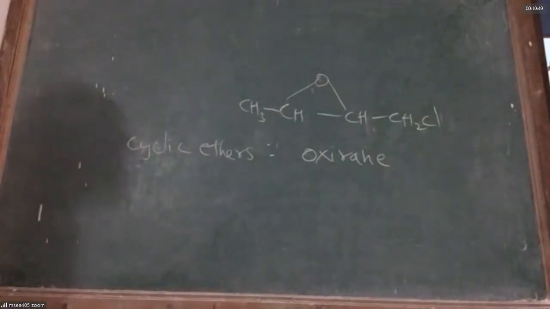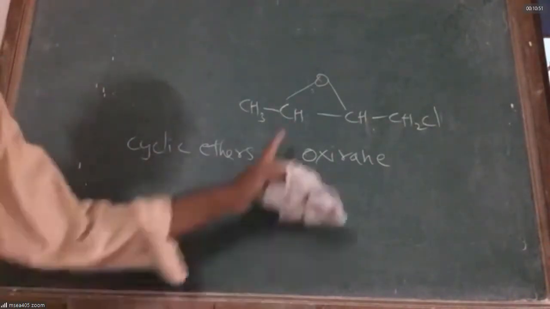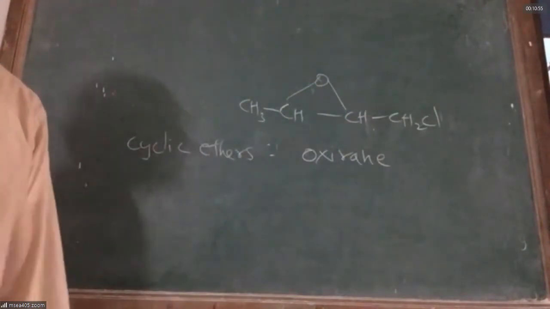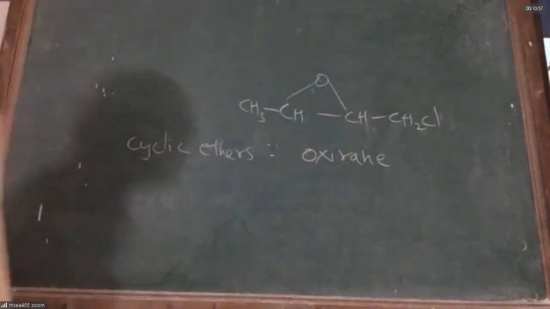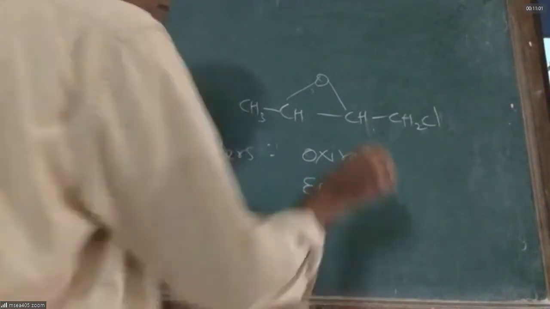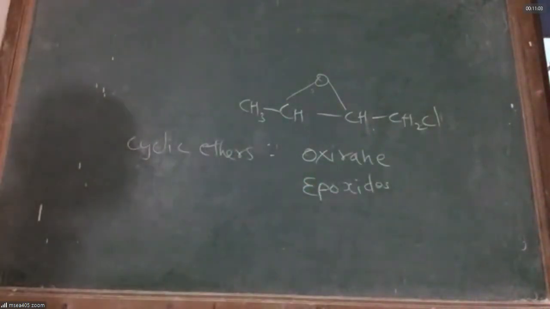Generally cyclic ethers where there are 3 atoms in the ring are called oxirane. Cyclic ethers are sometimes called epoxides. Are we clear, sir? Yes, sir.